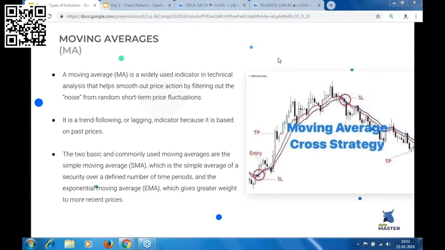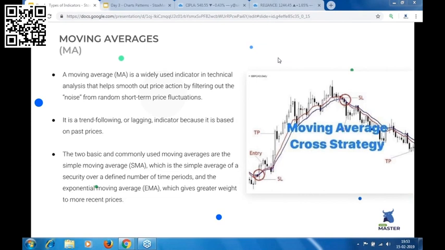Okay, so I'll repeat the entire thing once again, not to worry. See, what I was telling you is that moving average is the most widely used indicator in technical analysis. Now, it is a trend following indicator, but it is also a lagging indicator because it is based on past price. The two most commonly used moving averages are the simple moving average, that is the SMA, and the exponential moving average, which is EMA.